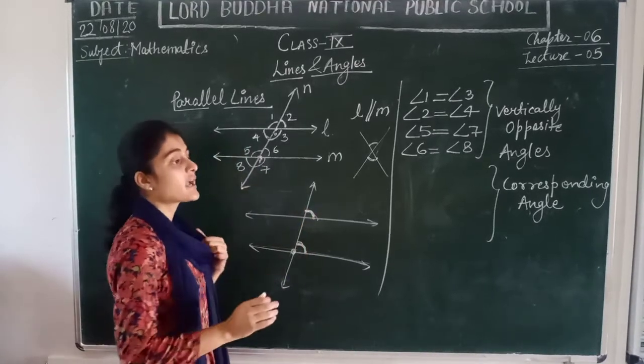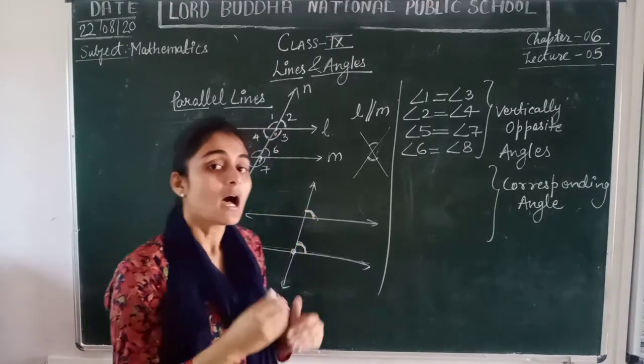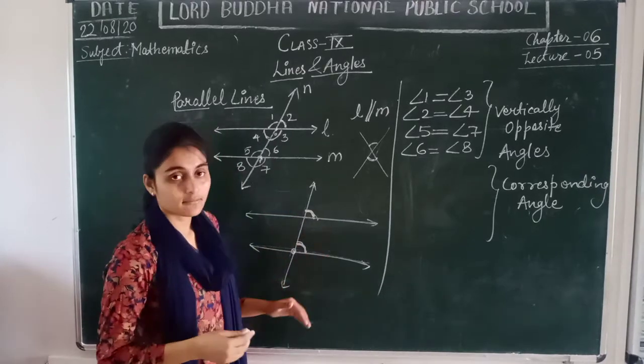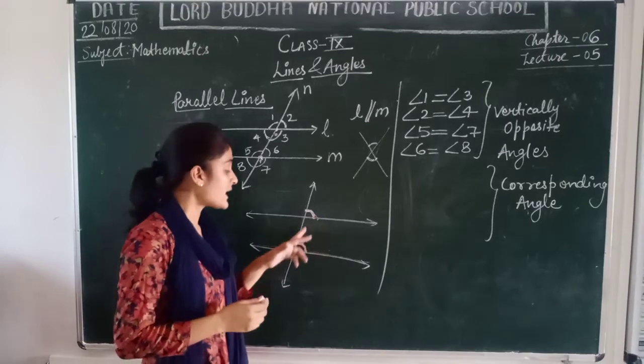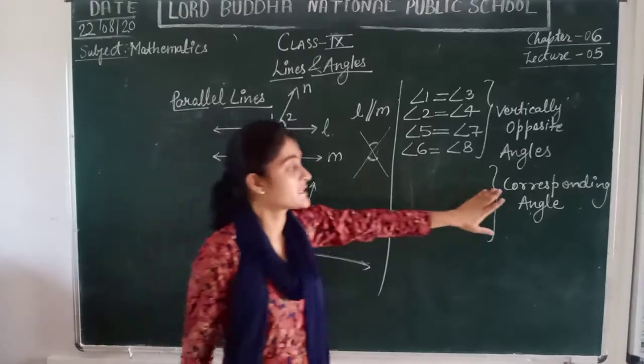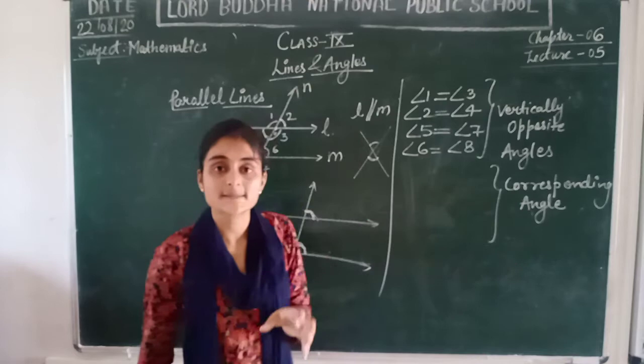So all those angles which have similar positions are called corresponding angles. When we talk about a transversal and parallel lines, the angles at similar positions are called corresponding angles. They are called corresponding pairs.